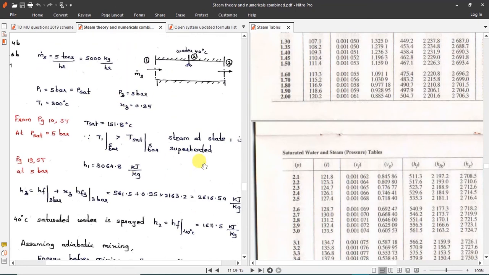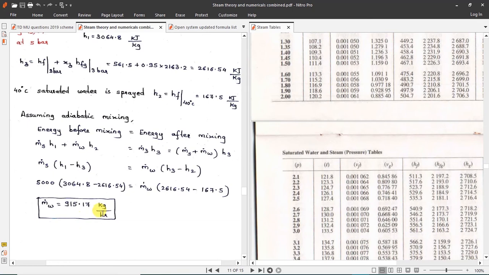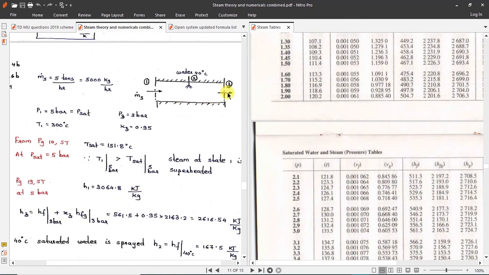So in this case, point 1 was given, point 3 was given, and what we did is we calculated m dot w. What is the mass flow rate at which water is sprayed. The question can be like this also: superheated steam or any other steam is there, water is sprayed at some given mass flow rate, and what is the state at point 3? It can be like that also. But the method will remain the same. You understood the concept.